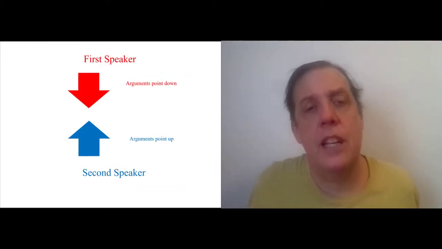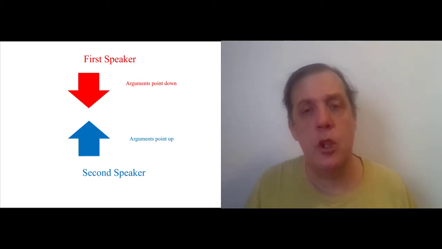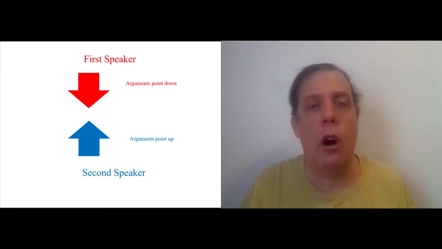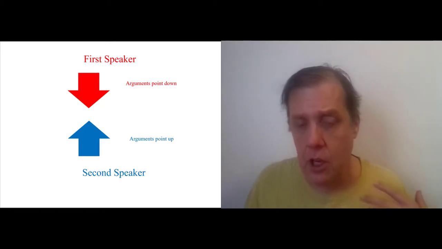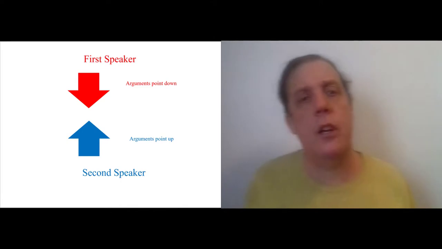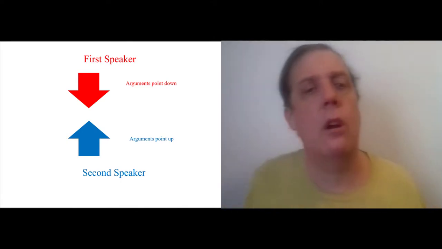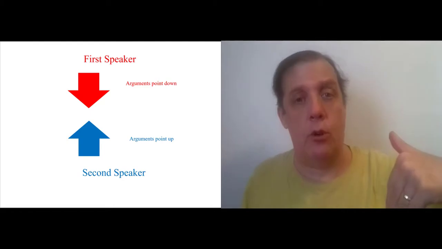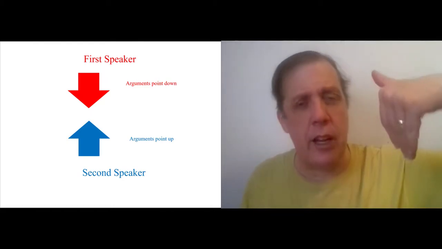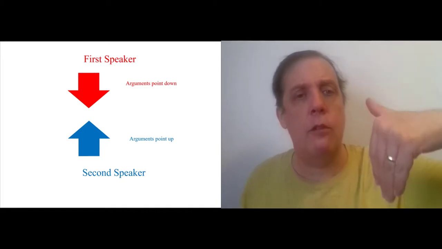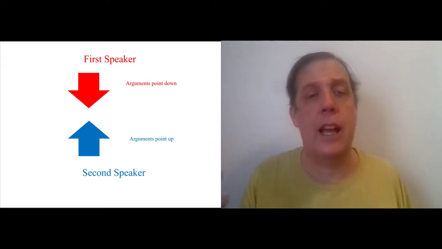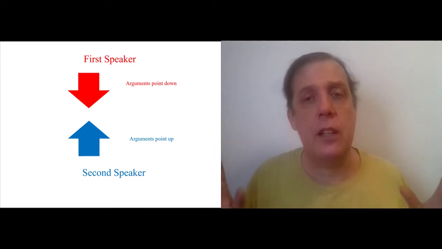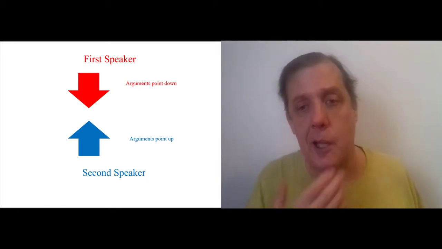So the next step is to begin to diagram actual conversations between two individuals. And what we're going to be talking about now are objections to an argument, where one speaker gives an argument and another speaker replies. What we're going to do here is say that the first speaker always has arguments that point down. All the arrows that point down, they might point down at an angle or they might go straight down, but all of those come from the first speaker. Anything that comes from the second speaker points up. And again, they might be at an angle, but if they're basically going up, it is the second speaker talking.